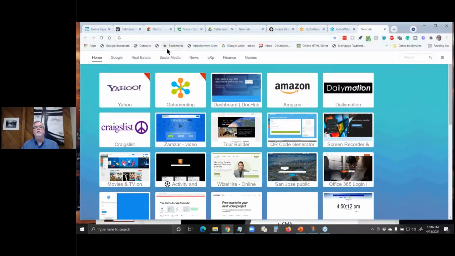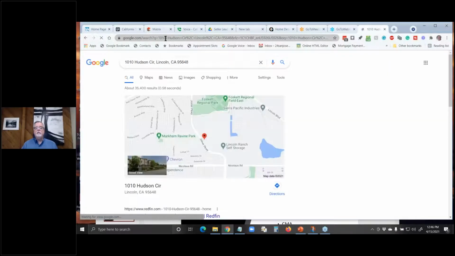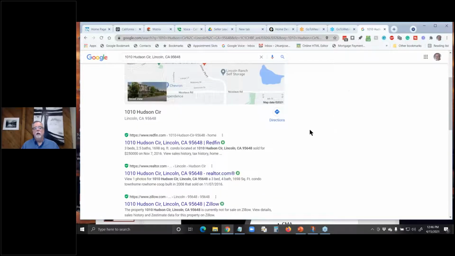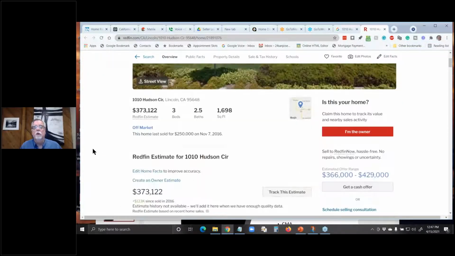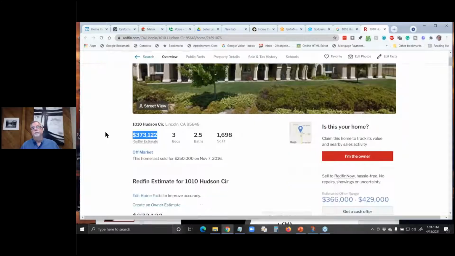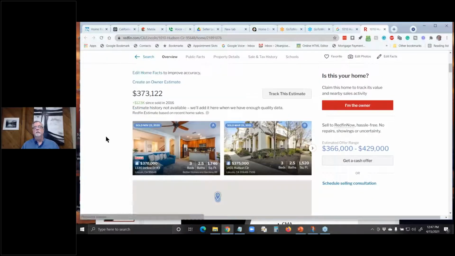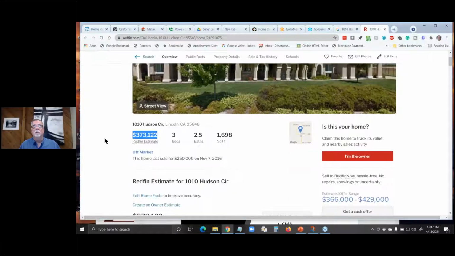So I've taken that address that I was given, and the way I'm going to start is I'm just going to paste it into Google. What I'm looking for first of all is what Redfin says. We're going to start with Redfin. Redfin says it's 373,122. That's what Redfin says. This looks like a condo or a townhouse, which are sometimes easier.